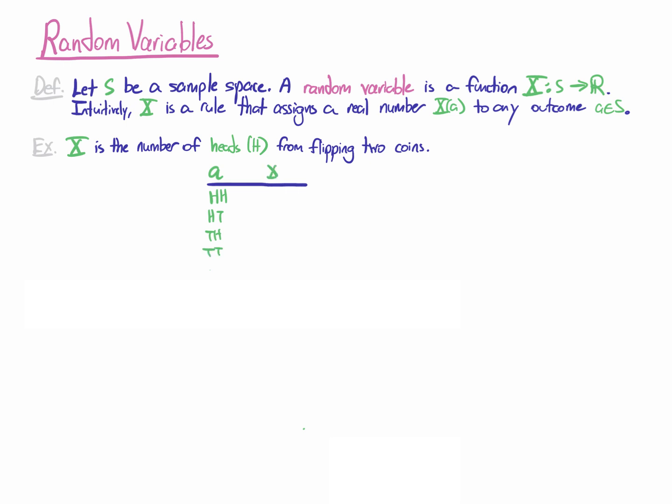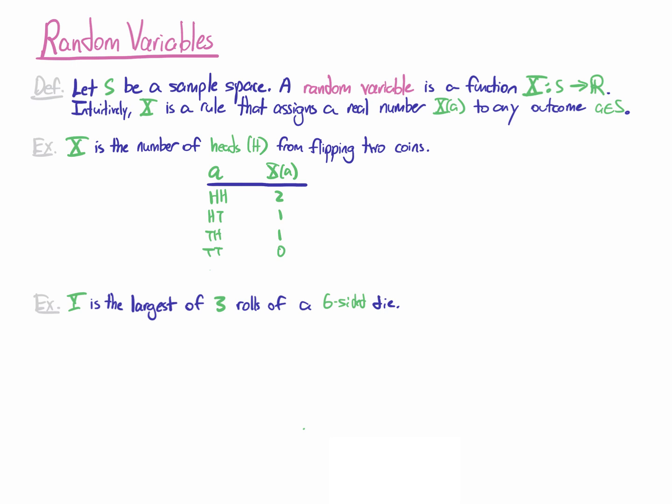And then the value of my random variable X here, X is the number of heads. So in my first outcome, I had 2. In my second outcome, 1. Third outcome, 1. And final outcome, 0. I don't know what the probabilities are yet because I didn't say whether the coins are independent or what their probabilities of heads were. I just said I'm flipping two coins. But I don't need to know that in order to be able to measure the random variable X associated with each outcome a.